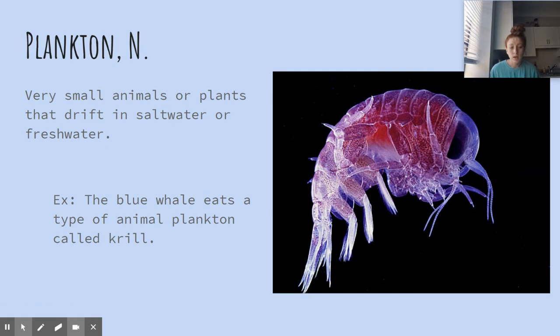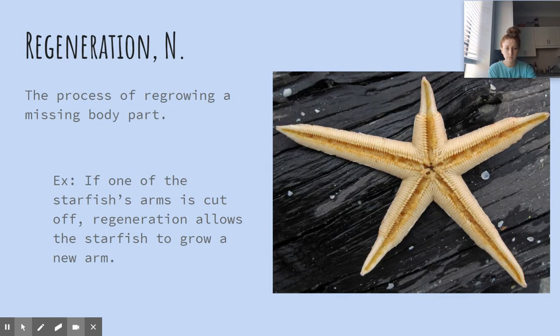Plankton is a noun, and plankton are very small animals or plants that drift in salt water or fresh water. The blue whale eats a type of animal plankton called krill. Regeneration is a noun, and it is the process of regrowing a missing body part. If one of the starfish's arms is cut off, regeneration allows the starfish to grow a new arm.